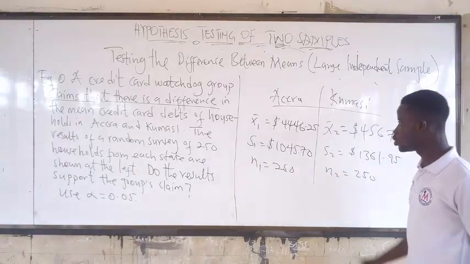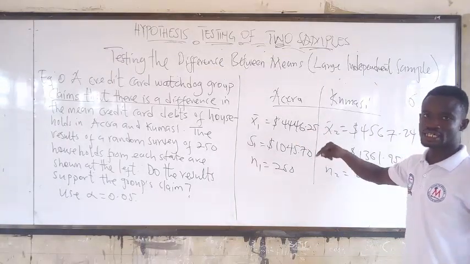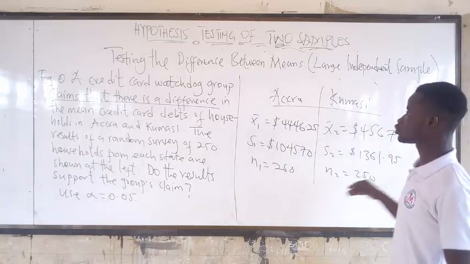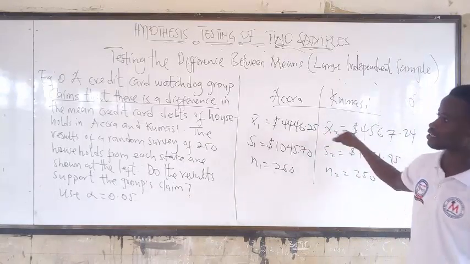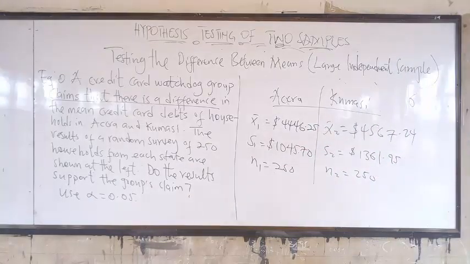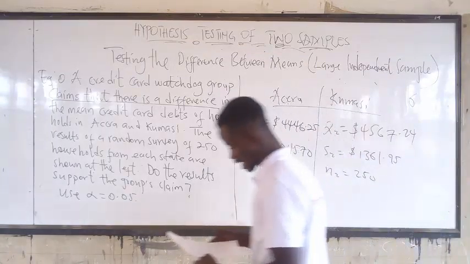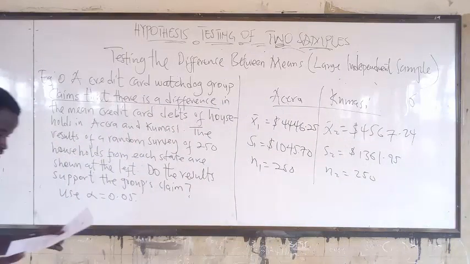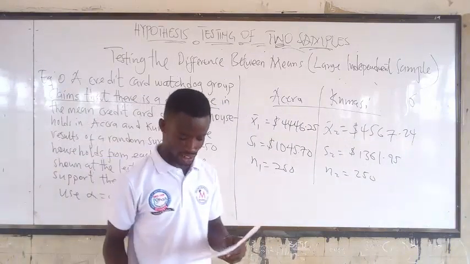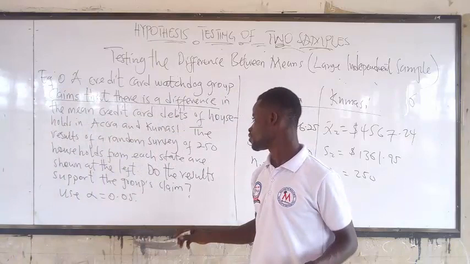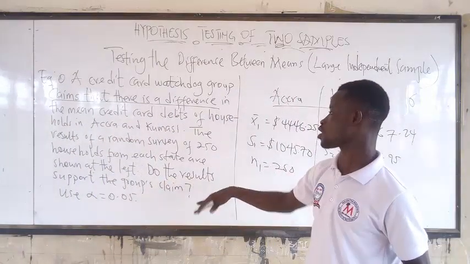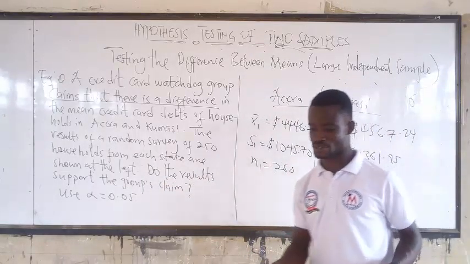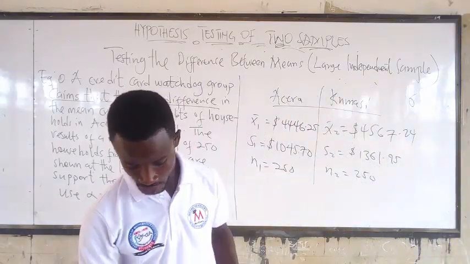And this one too will be the mean. The question will tell you the means are this and that. That one too should tell you that it is talking of this. Alright. And the number of samples is that. Okay. So let's see what we have to find. So first of all, before we do the results support the group's claim, first of all, we have to go through the 7 steps that we have.